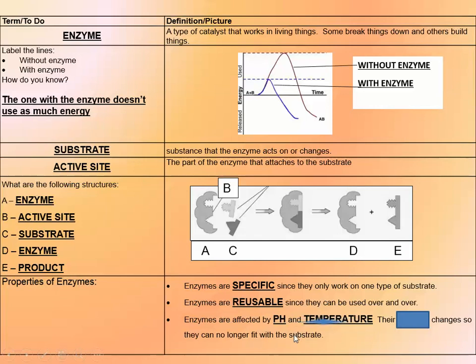You don't need to make a new enzyme every single time. Enzymes are going to be affected by pH, which you should be kind of familiar with. We're going to go into it later on in the unit. But how acidic or basic a solution is, enzymes can be affected by that pH or by how hot or cold that solution is, right?